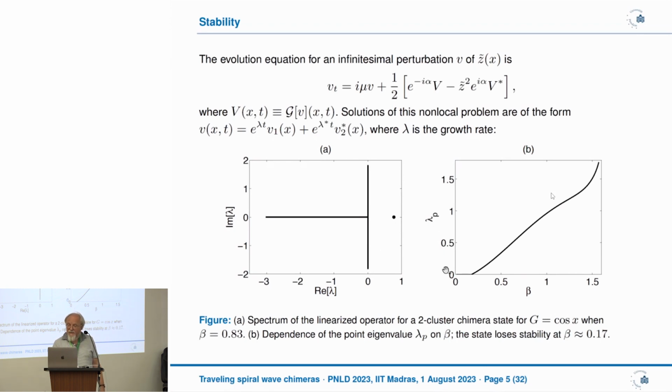Here's the point eigenvalue as a function of this parameter beta. Beta is pi over 2 minus alpha, because that's a convenient parameter, because as I mentioned, these chimera states are generally found for alpha close to pi over 2. And you can see that, for example, in this case, a two-headed chimera with two synchronized regions becomes unstable at this critical value of beta, and then the system evolves due to an unstable eigenvalue for larger values of beta.